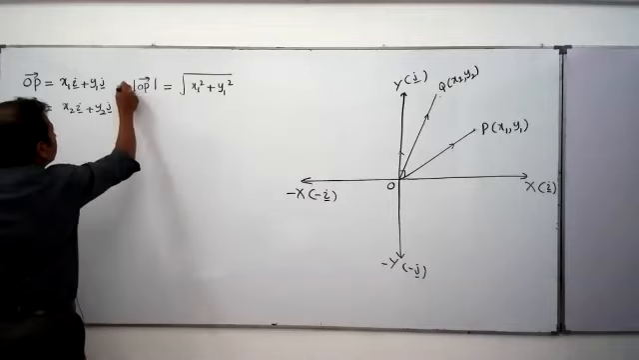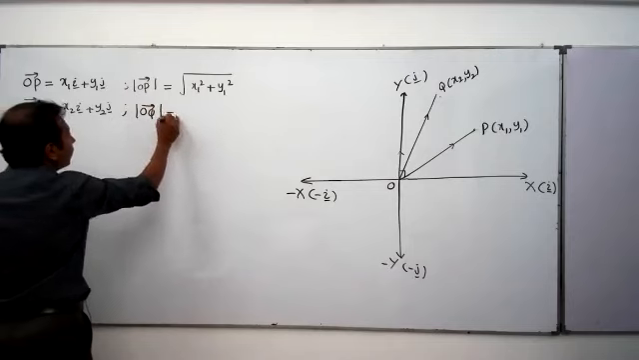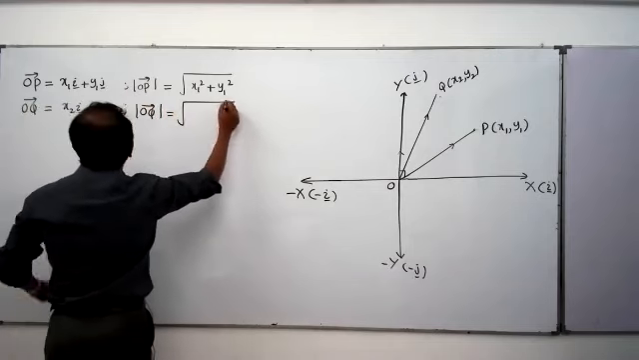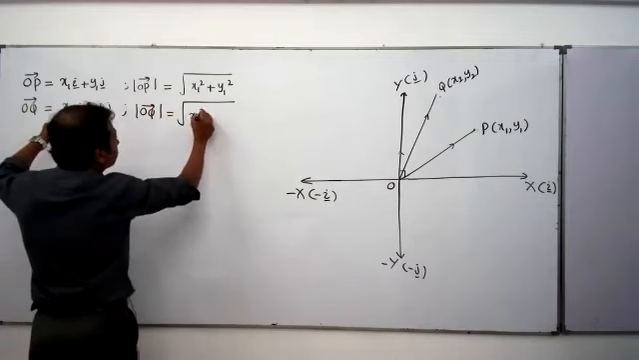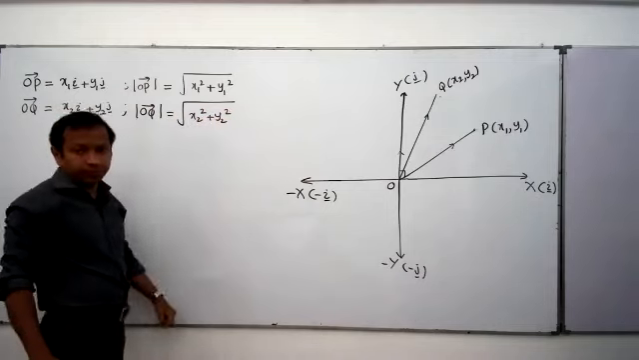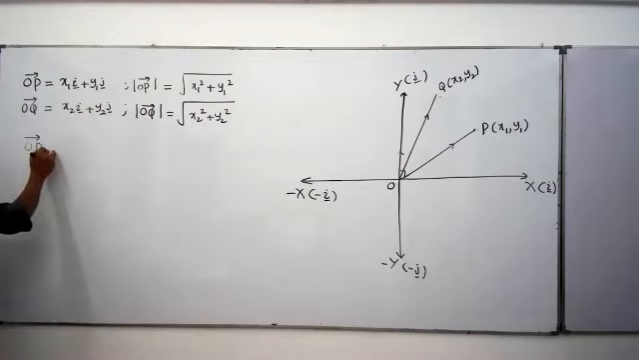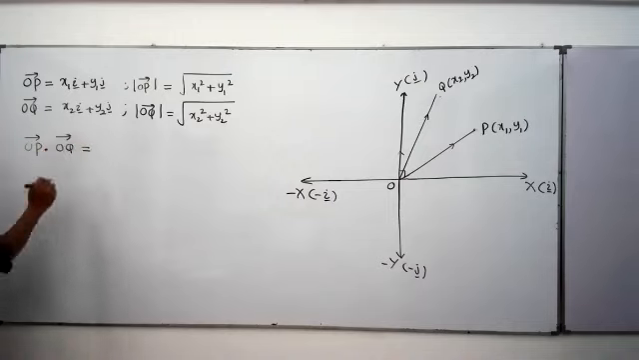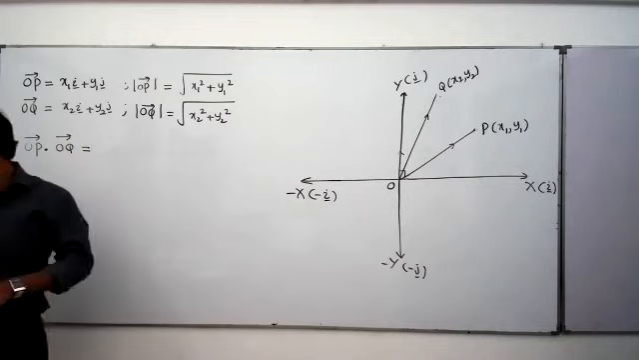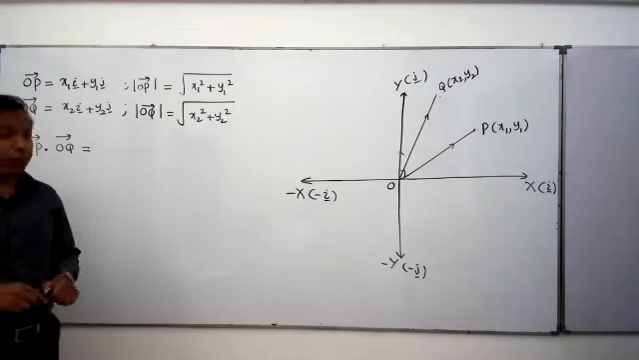And the OQ modulus is the square root of x2 squared plus y2 squared. Now we can write this way, people: OP vector dot OQ vector.